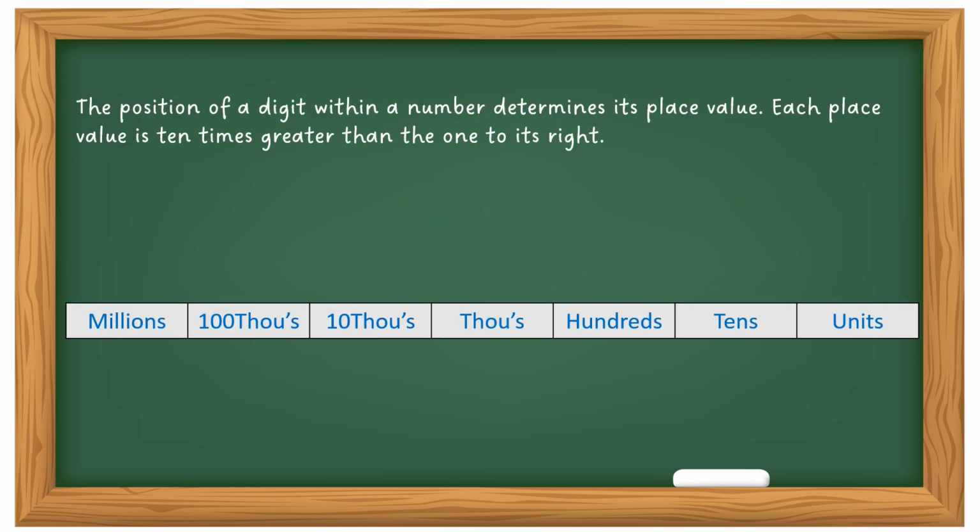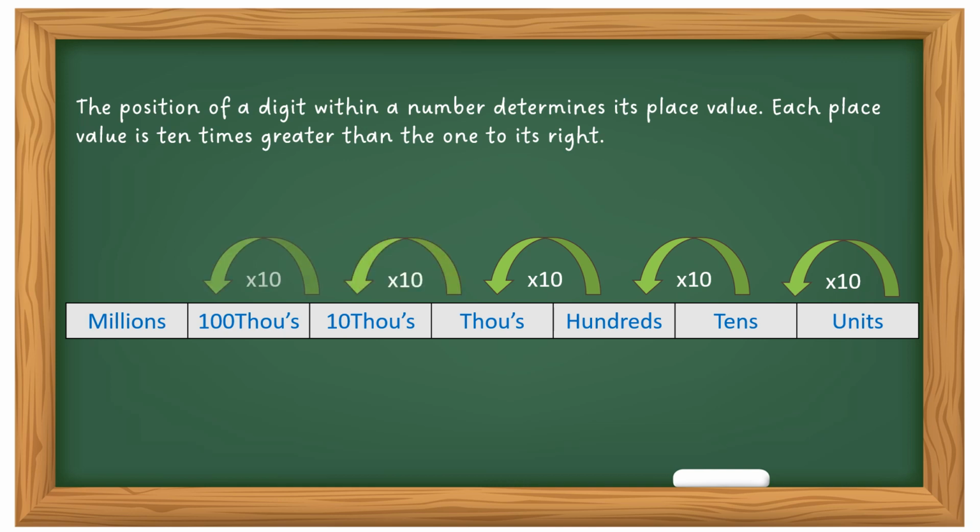The position of a digit within a number determines its place value. Each place value is 10 times greater than the one to the right. So if we start from the right here with a single unit, we move one place to the left, you can see that we multiply by 10. We do the same and we move up in values of 10. So 10 times 10 is 100, 10 times 100 is 1,000, 10 times 1,000 and so forth, right till we get into the millions.